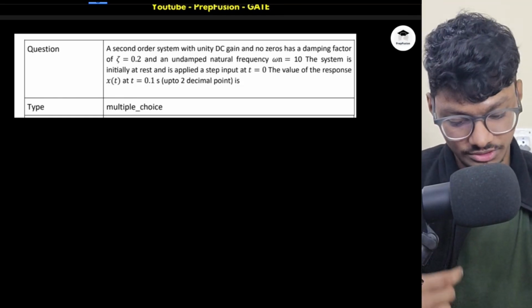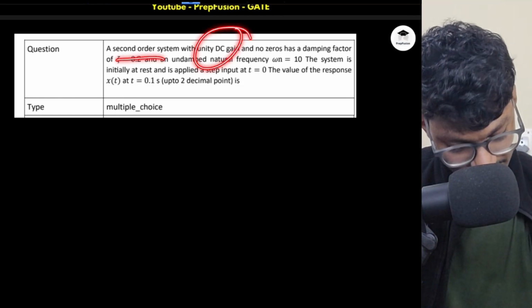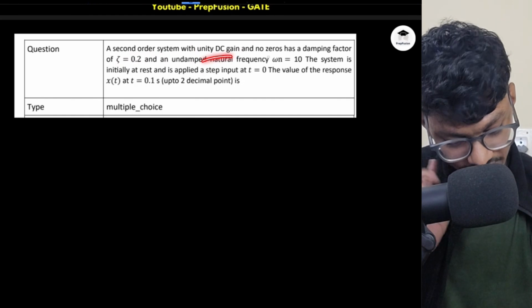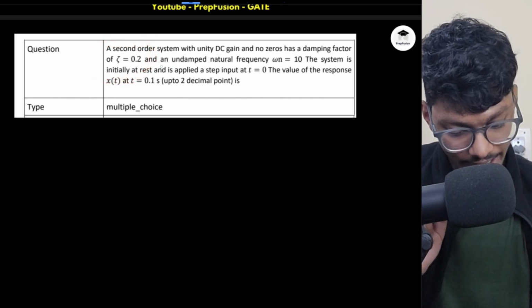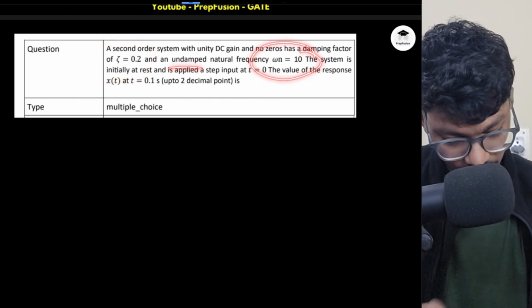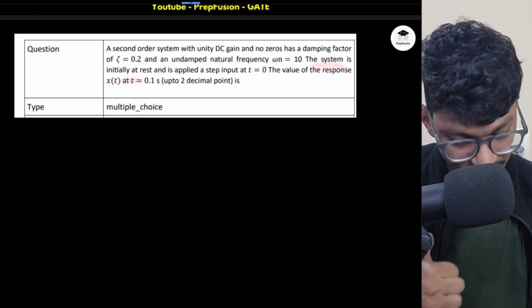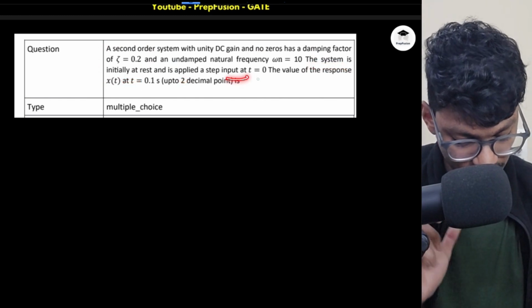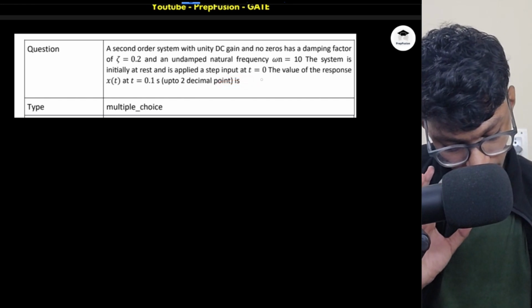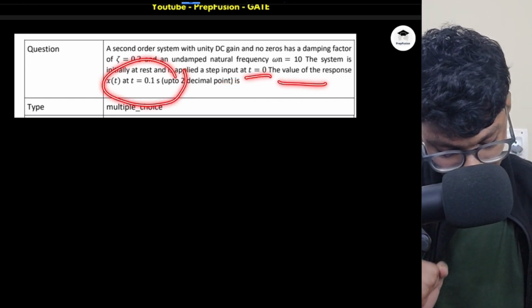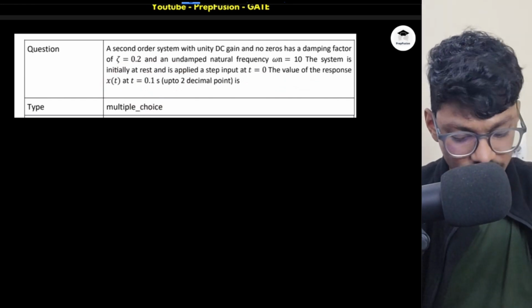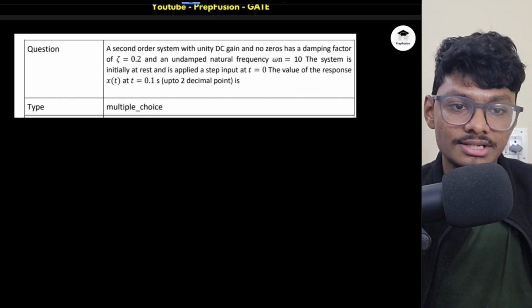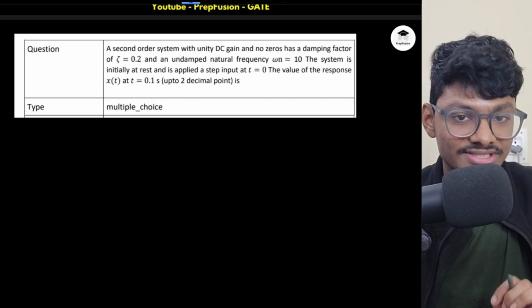Let's solve this question. A second order system with unity DC gain and no zeros has a damping factor of zeta equals 0.2 and an undamped natural frequency of omega n equals 10. The system, initially at rest, is applied a unit step input at t equal to 0. The value of the response at t equal to 0.1 second. So simply, this is a standard formula based question. You should remember the standard response of a second order system.